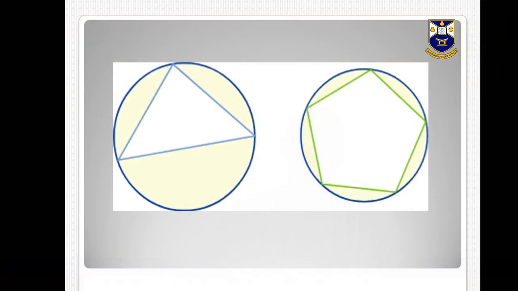As you can see on the slide, we have 2 examples of circumcircles. In one, the circle is around the 3 vertices of a triangle. The other figure is a pentagon, and the circle is around it. So that is what we call a circumcircle. Now let's look at the steps involved in the construction of a circumcircle.